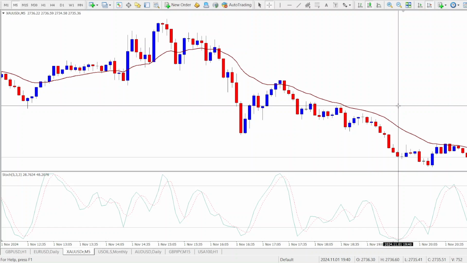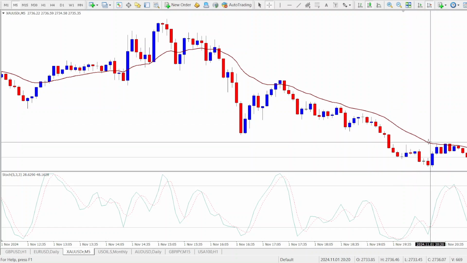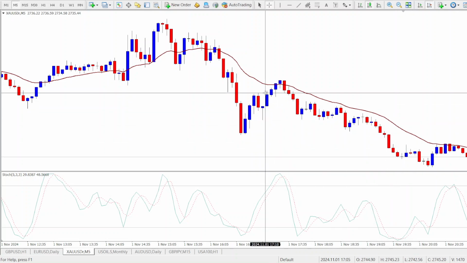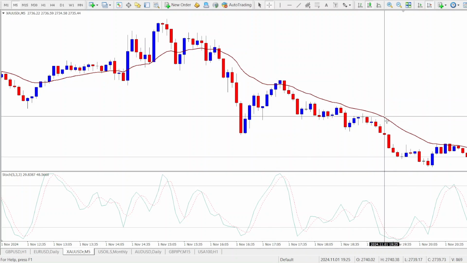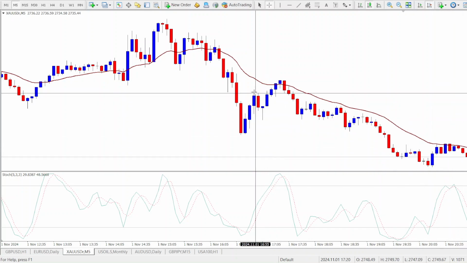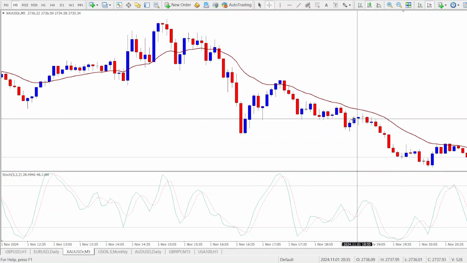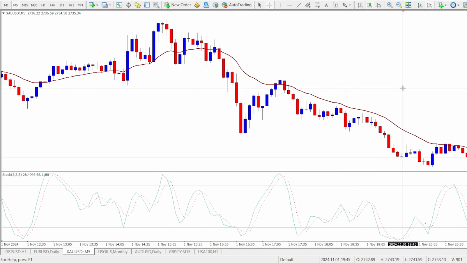So it's a very, very simple strategy. All you have to look out for is where the price is relative to the moving average. With respect to the moving average, where is the price currently? If the price has been trading below the moving average, it means it's a bearish trend. If the price has been trading above the moving average, it means it's a bullish trend.